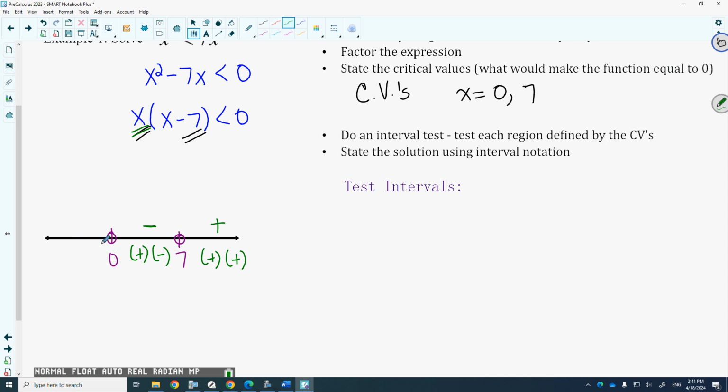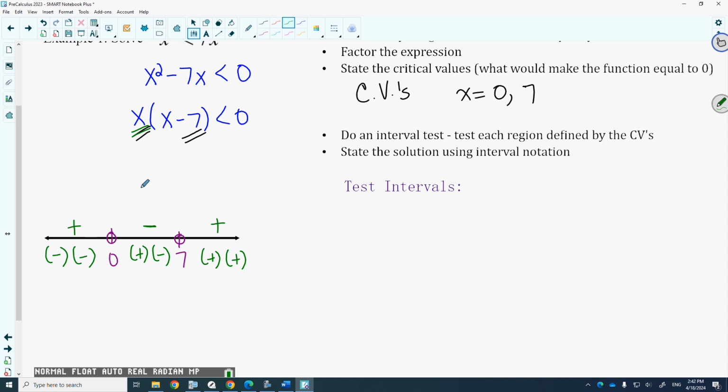Now pick a number less than 0. Let's pick negative 1. Put negative 1 in each factor. If you put negative 1 here, you'll have a negative number. Put negative 1 here: negative 1 minus 7 is negative 8. You would have a negative number. Two negatives multiply to give you a positive region.